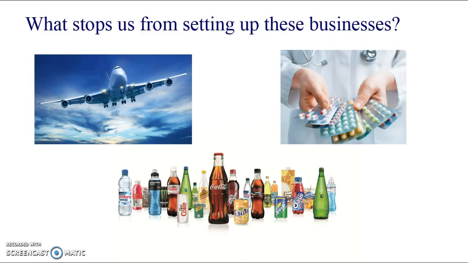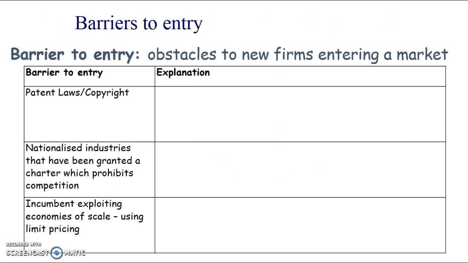As we can see there, they make so many different products. So barriers to entry are any obstacles to new firms entering a market and competing with those incumbent firms, the incumbent being the firms that are already in the market. So here are a few examples of barriers to entry.